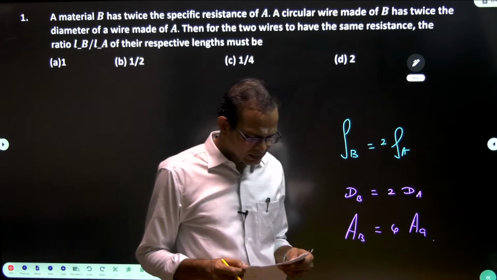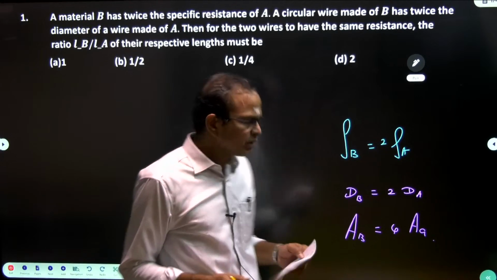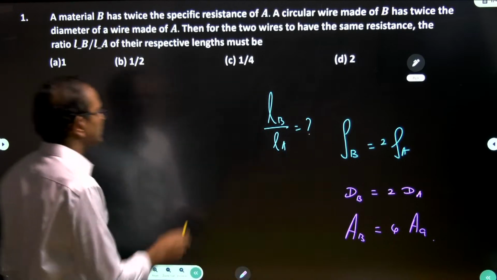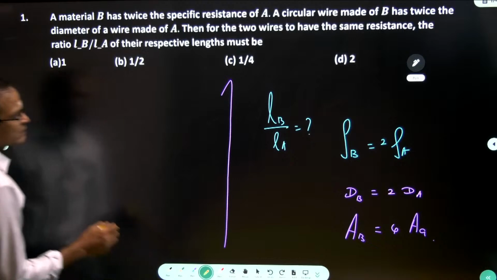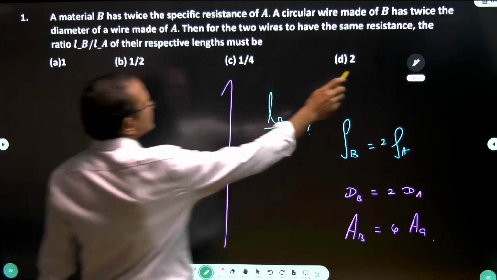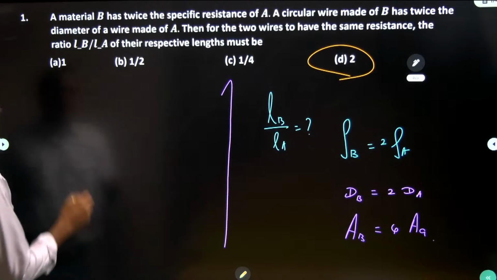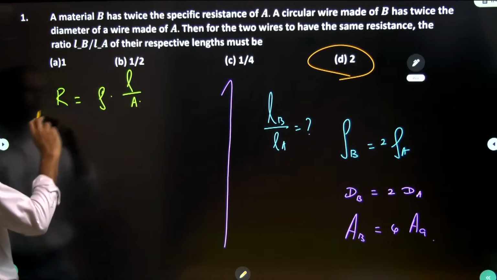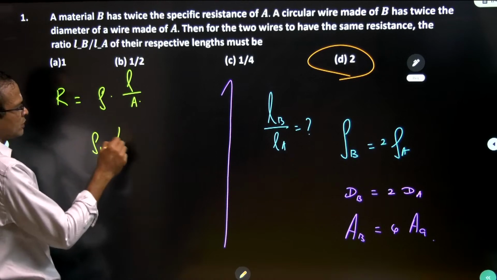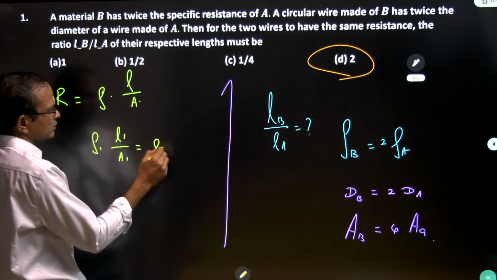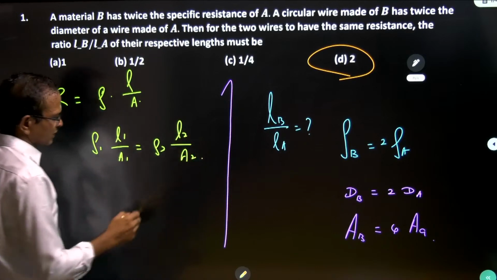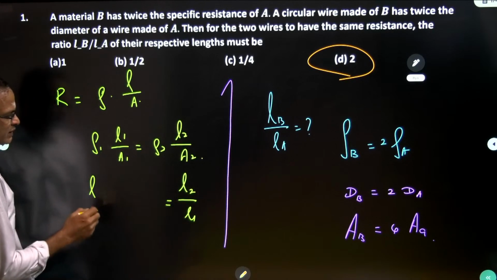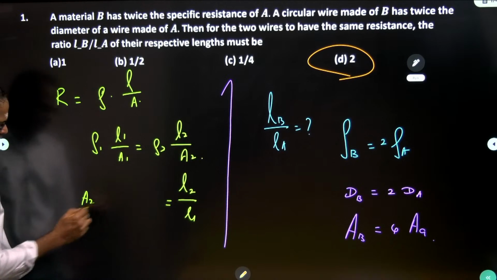For two wires having the same resistance, the ratio LB by LA is the question. Right, LB by LA. So R equals rho into L by A. You want R1 equal to R2, which means rho 1 L1 by A1 equals rho 2 L2 by A2. This is a given condition. Therefore, what they are asking is L2 by L1 equals A2 by A1 times rho 1 by rho 2.